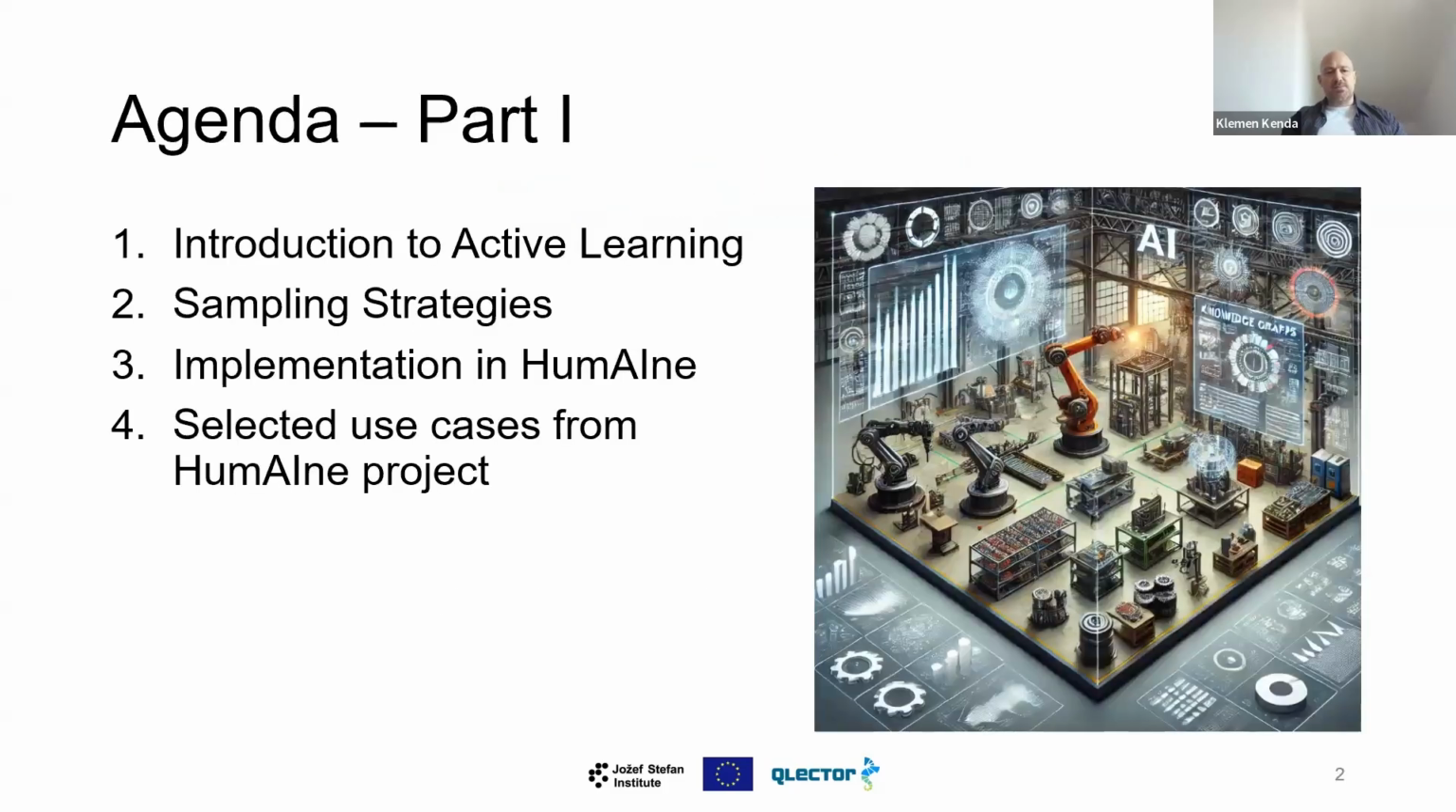So the agenda for this first part, we will go into the details of active learning in the beginning, introduce how it works in general. Then we will go into the sampling strategies. We will check how we implemented this in HumAIne project. And then I will also show you a little bit of use cases that we have within the HumAIne project.